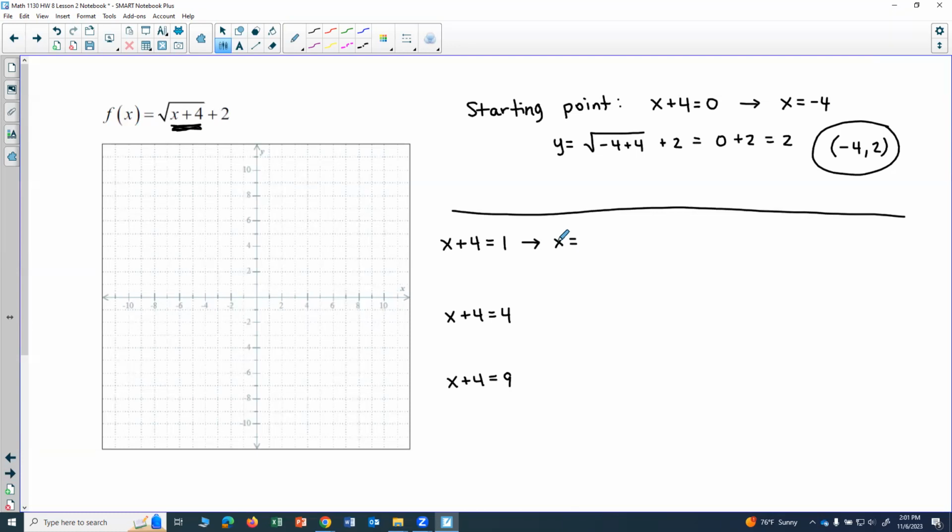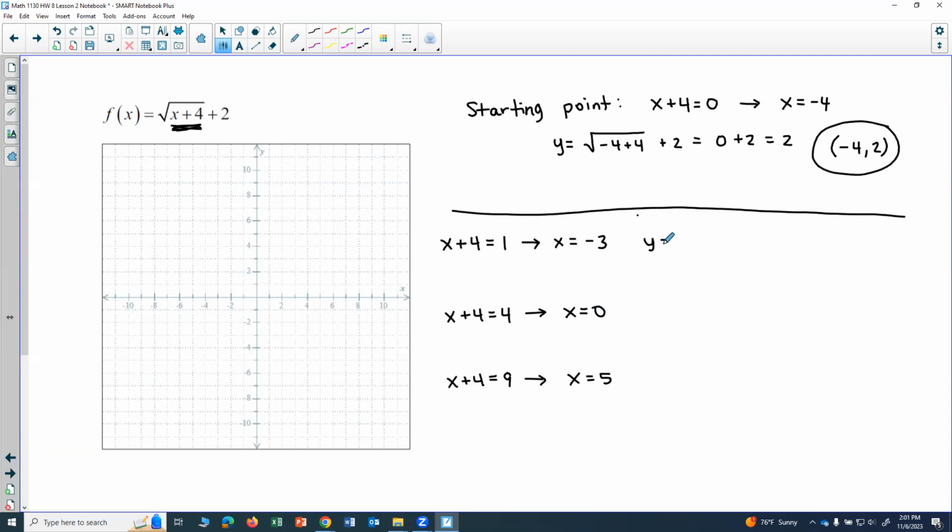So x plus 4 equals 1 would give me x equals -3. X plus 4 equals 4 would give me x equals 0. And x plus 4 equals 9 would give me x equals 5. And then I just have to find the corresponding y values for these.